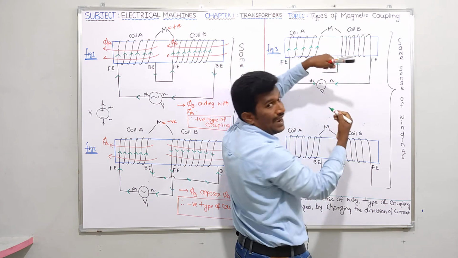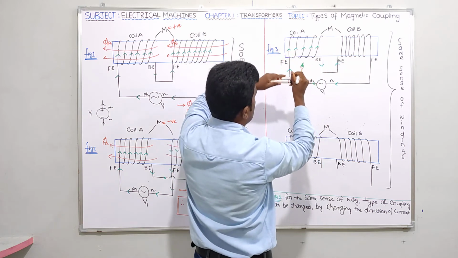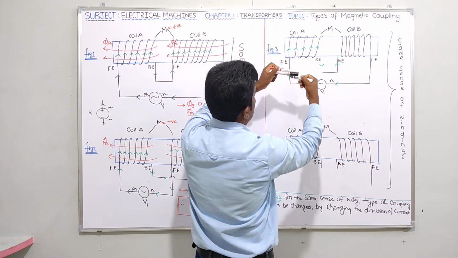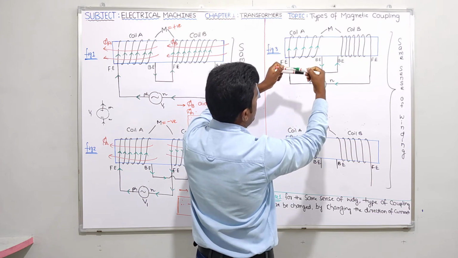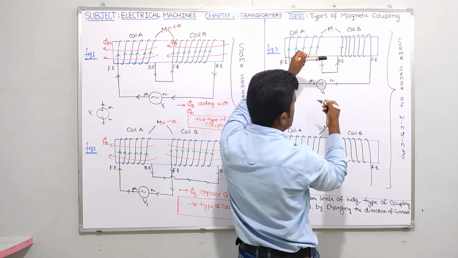See, it is entering at the back end. If current is entering at the back end, you should show it like this. It is a core. It is entering at the back end, so you should show it like this. And current is leaving from the front end. So it is the direction of current from the front end. It is leaving.